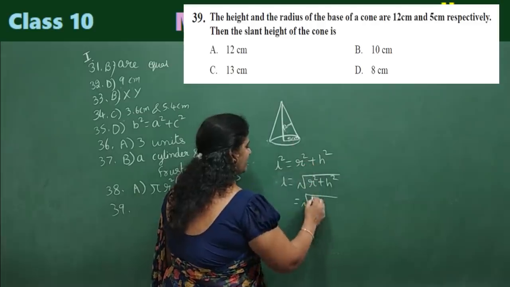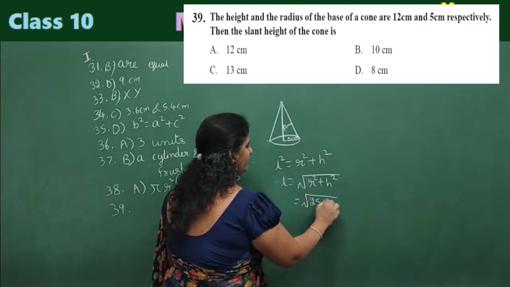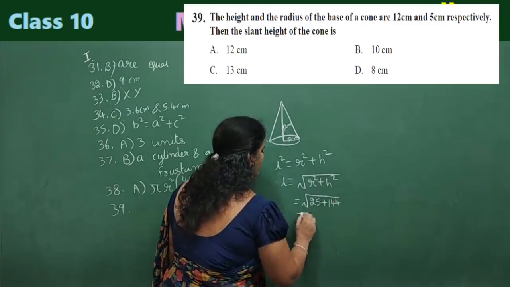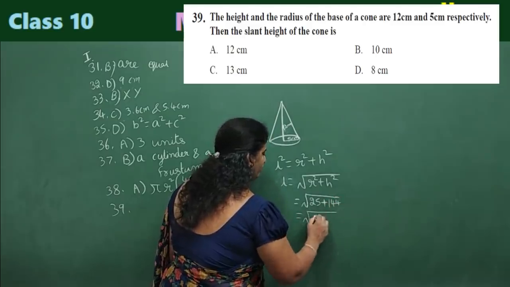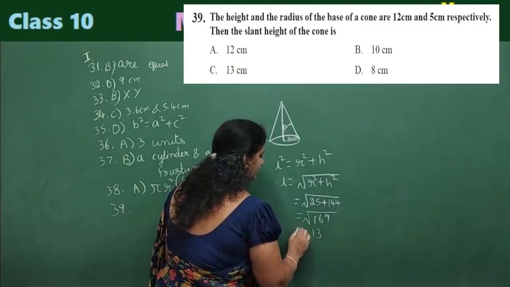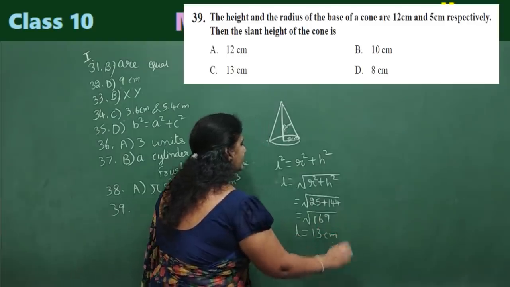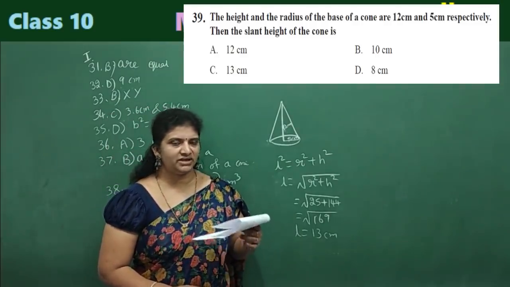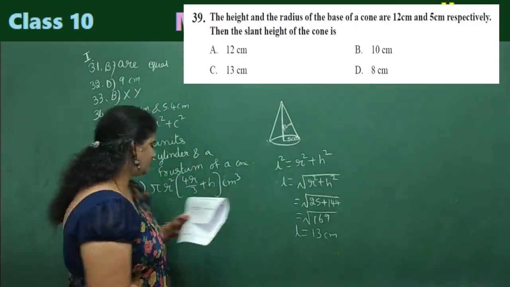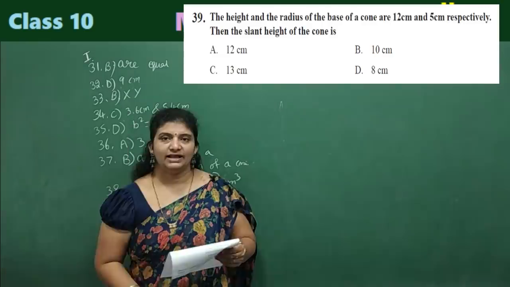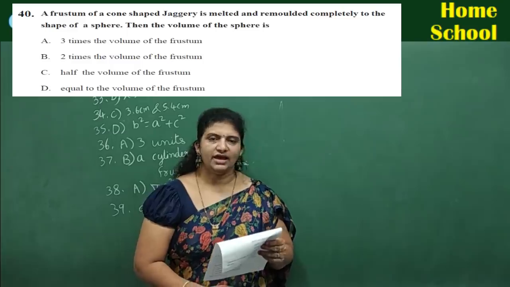R value is 5, 5s are 25. H value is 12, 12s are 144. Add 25 and 144. 169. Square root of 169 will be 13. L is equal to 13 centimeters. Therefore, slant height is 13 centimeters. Check the option. Option C, 13 centimeters. Let's see the last question.